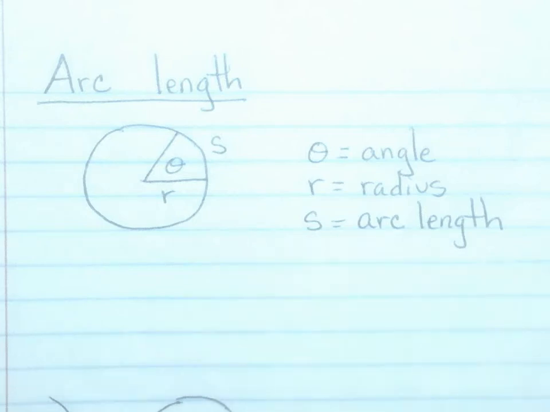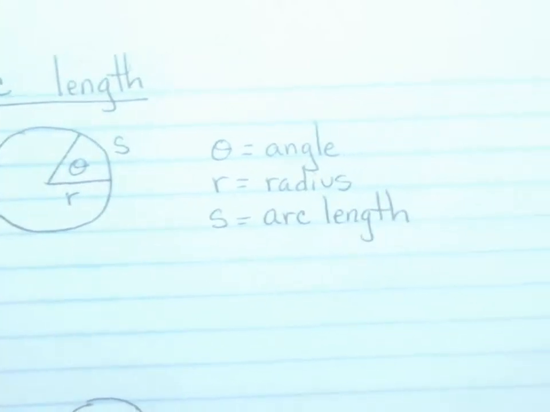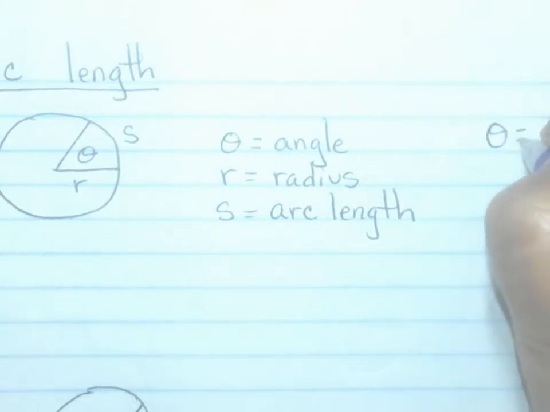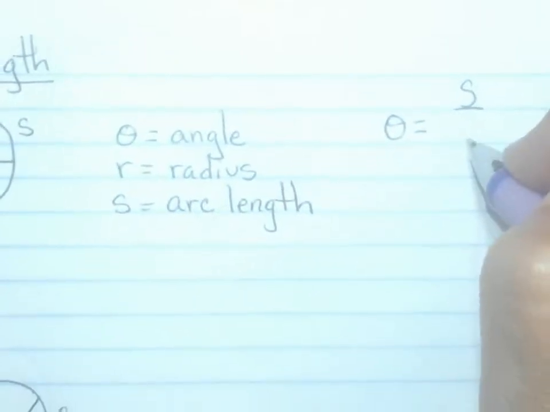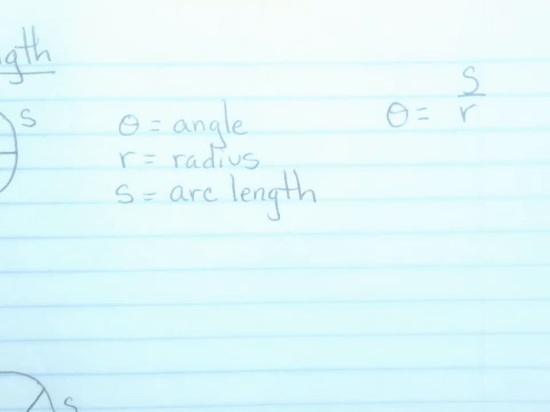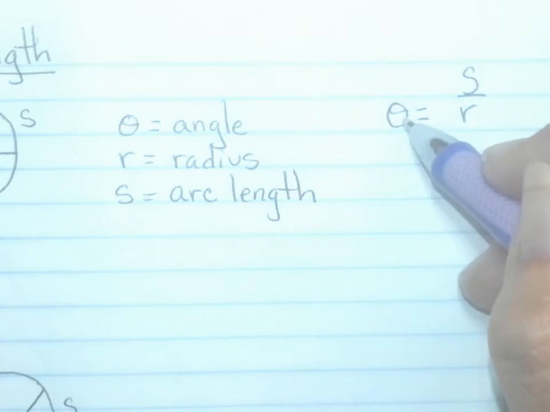So the equation that relates these three measurements, angle, radius, and arc length, is that the angle, theta, is equal to the arc length divided by the radius. So this is exactly how we'd set it up if we were looking for the angle.